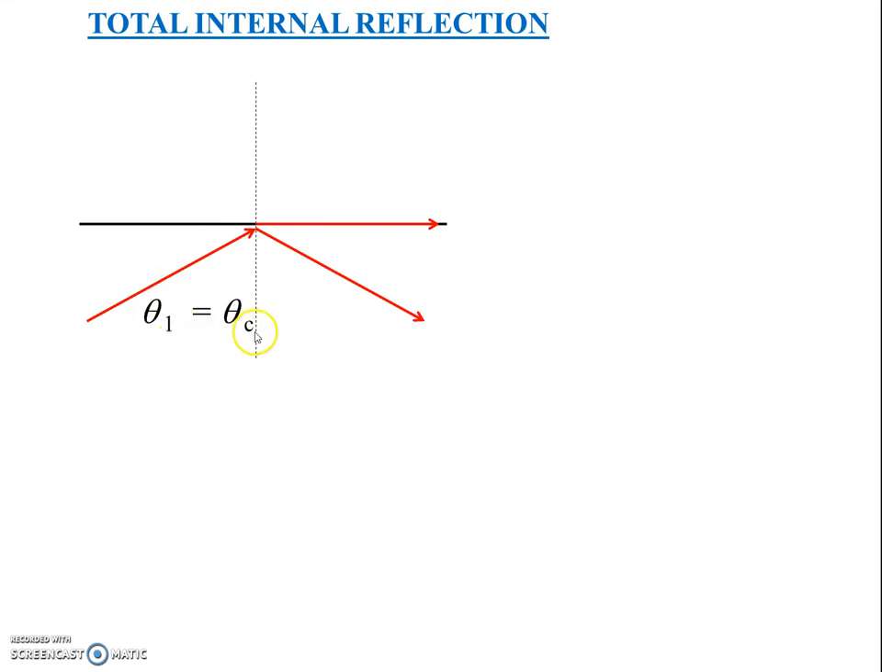Theta 1 can be absolutely anything, right? You can have this ray go here, here, here, here, anything. But at one particular angle, theta critical, the refracted ray bends away from the normal 90 degrees. Makes a right angle with the normal. So theta 2 is 90 degrees. It's actually along the surface. Let's now develop an equation for this critical angle.